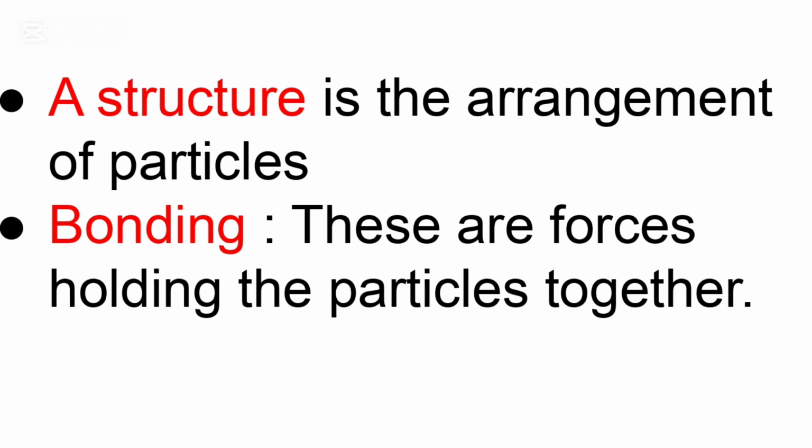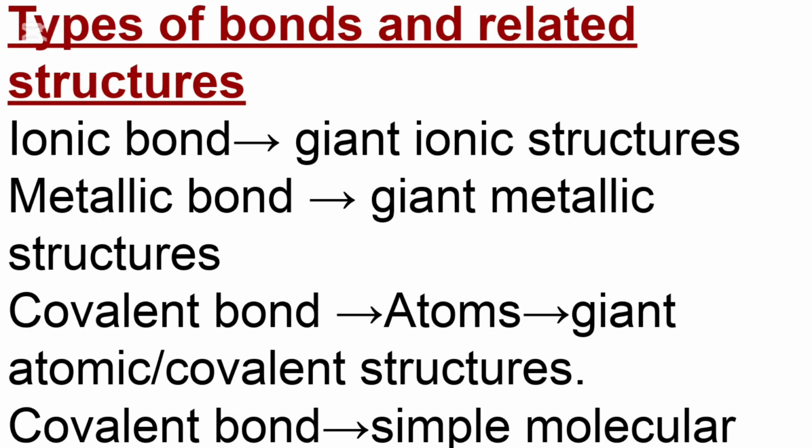A structure is the arrangement of particles. These particles can be of any shape, and the particles must be held together by forces of attraction. The forces in this case, we call them bonds. And we are going to look at different types of bonds and the type of structures they form. Types of bonds and related structures.